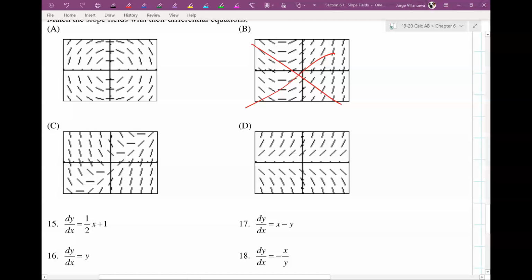Okay, what else do I notice? Well, I noticed that C at 1, 0, the slope is 1. You guys notice that? I'm looking for special characteristics that I see. So I see that at 1, 0 and at 2, 1 and at 3, 2, I'm getting slopes of 1, right? On the graph. Does 17 match that? At 1, 0, does it give me a 1?